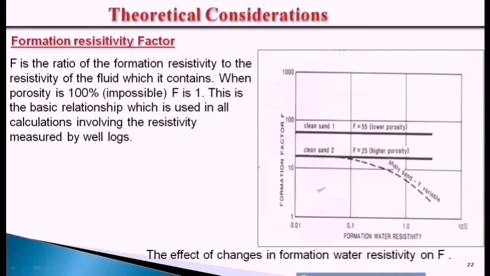In this plot, we have the relationship between the formation water resistivity and formation factor, and we have three rock types here. We have clean sand with lower porosity and clean sand with higher porosity. Whenever we change the formation water resistivity in the clean sandstone, the formation factor stays constant. But if we have excess shale in the sand, the relationship will not be linear, and we have some variation of the formation factor. Whenever we increase the shale in the sand, we will have different values of the formation factor.